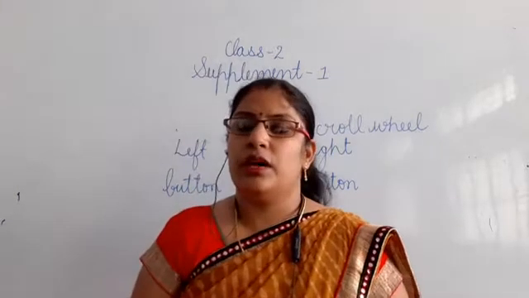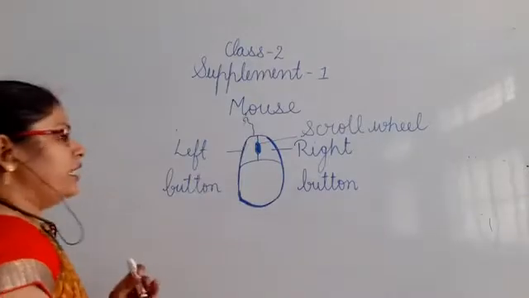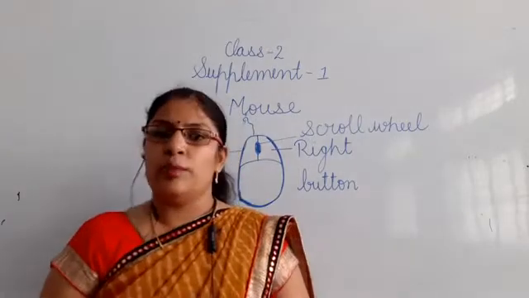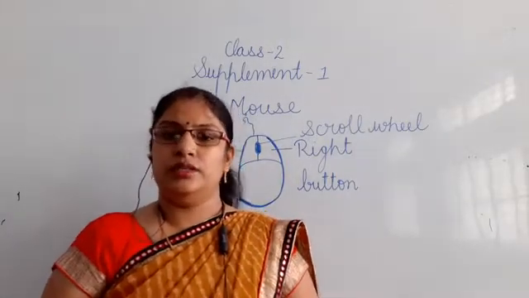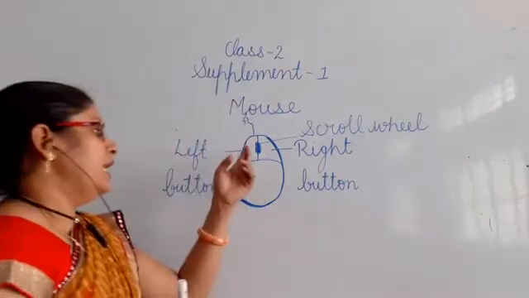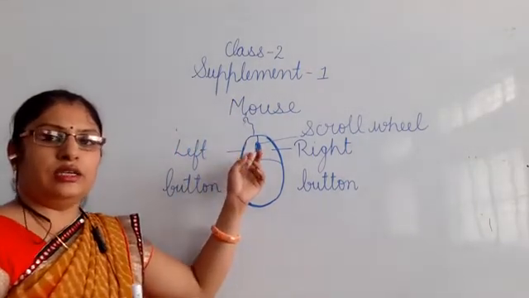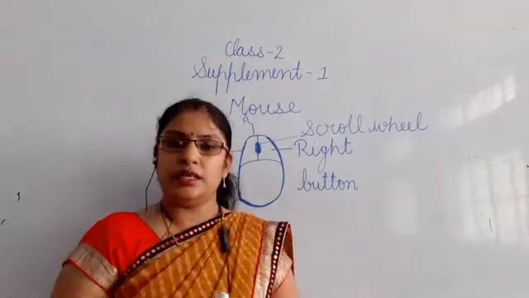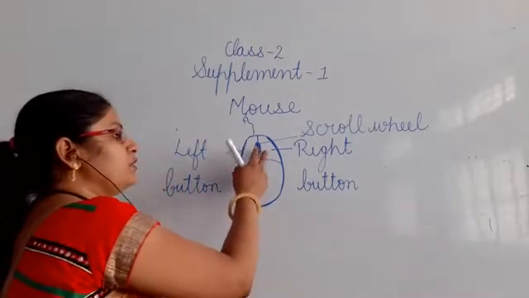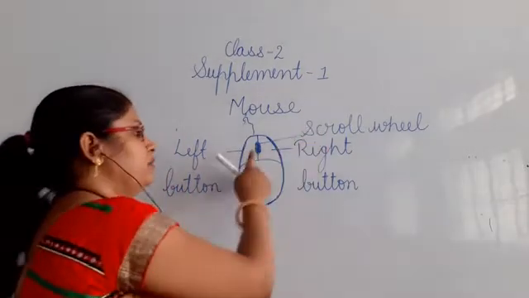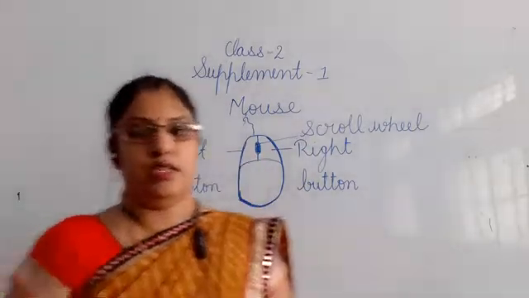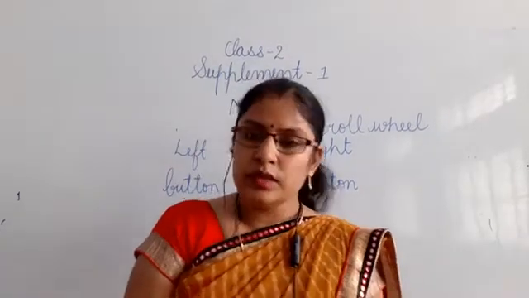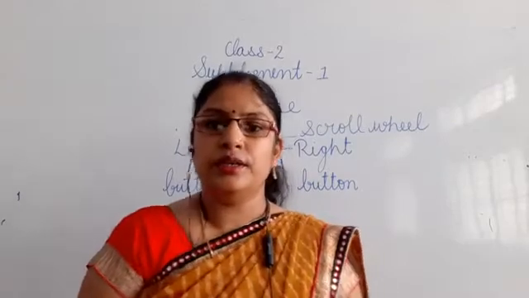Now let's learn what are the parts of mouse. A mouse has two buttons and one scroll wheel. The left button of the mouse is called the left button. The button which is on the right side is called the right button. And what is there between the two buttons? There is a scroll wheel. The wheel between the two buttons of the mouse is called the scroll wheel.